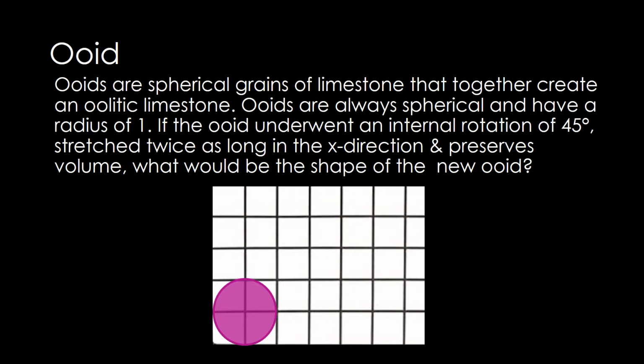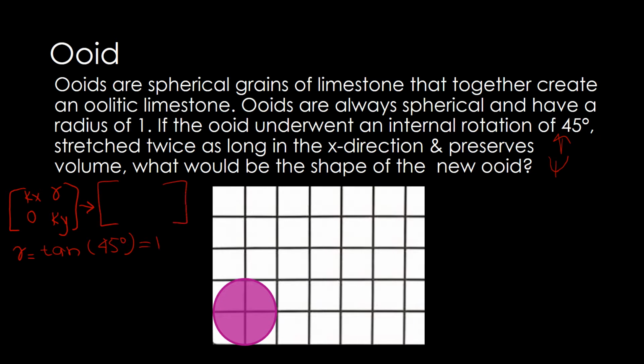Here's our example ooid, the sphere right here. And we're going to try to find the deformation matrices. So we're going to use the deformation matrices with kx, ky, 0, and gamma. To find gamma, we know that it underwent an internal rotation of 45 degrees, which is phi. Tan of 45 is 1. So in our matrices, that's 1.